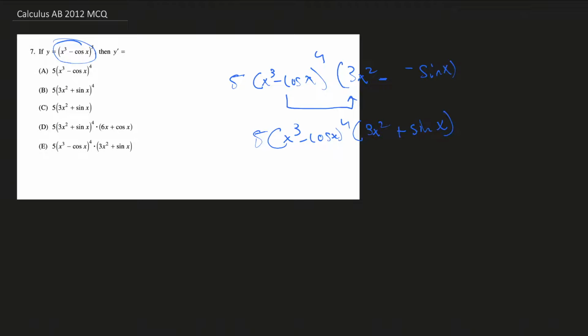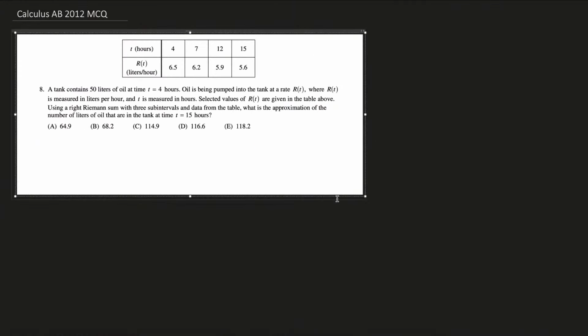And the only one that correctly represents this is letter E for number 7. Alright, number 8 says a tank contains 50 liters of oil at time t equals 4. Oil is being pumped into the tank at a rate R of t, where R of t is measured in liters per hour and t is measured in hours. Selected values of R of t are given in the table above.